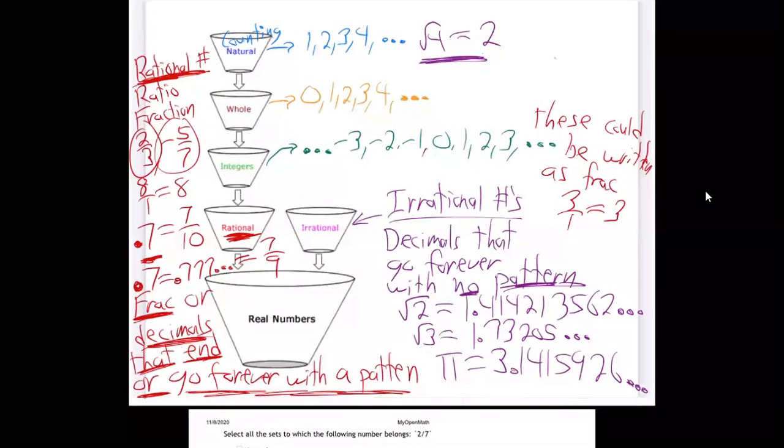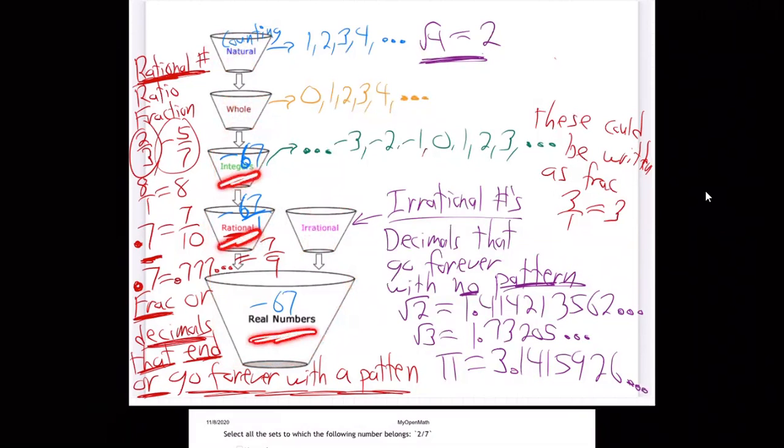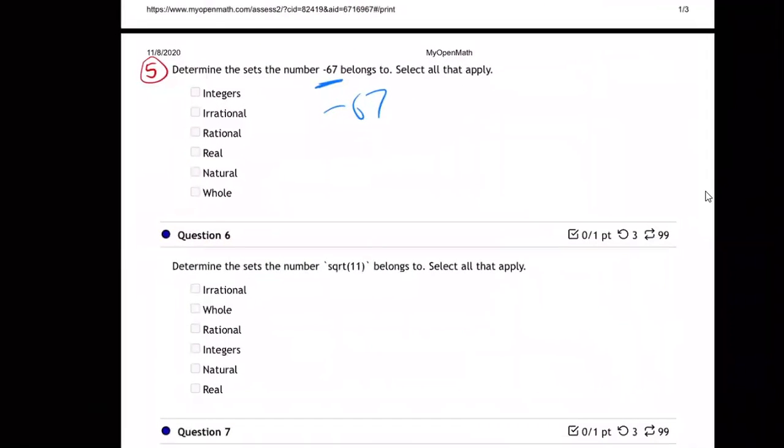So negative 67 is right inside of the integer dish, isn't it? And if it's in the integer dish, then it's also rational because you can write it as a ratio, negative 67 over 1. And of course, it's also a real number, because the integer dish is contained in the rational, which is contained in the real. It's not irrational, it's not whole, and it's not natural. So negative 67 is an integer, a rational, and a real. You would check those 3 boxes for that one.